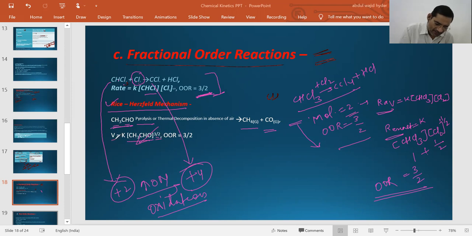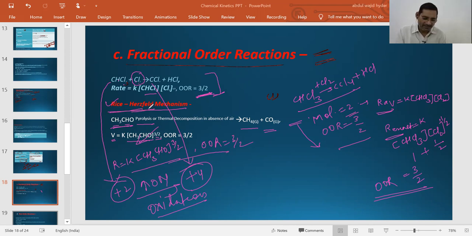The rate of the reaction R is equal to K into the concentration of CH3CHO to the power 3/2. So the order of reaction will also be 3/2. This was proved experimentally by Rice-Herzfeld. That's why you have written Rice-Herzfeld mechanism there. According to it, the concentration of acetaldehyde affecting the rate of reaction must be 3/2, that is 1.5. So this was an example of fractional order reactions.